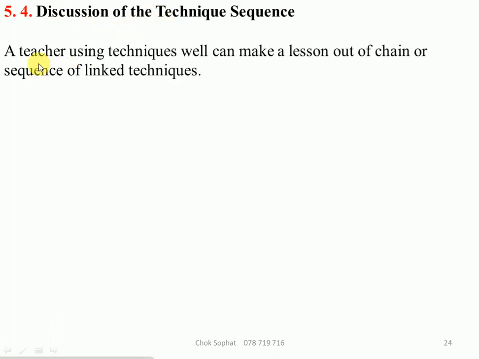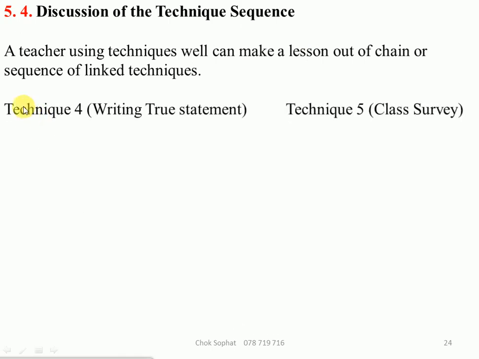Okay, continue. Discussion of the technique sequence. A teacher who uses techniques well can make a lesson out of sequencing techniques. Okay, technique 4, written statements. Technique 5, class survey. In technique 5 we can use technique 4 as the advantage of technique 5.